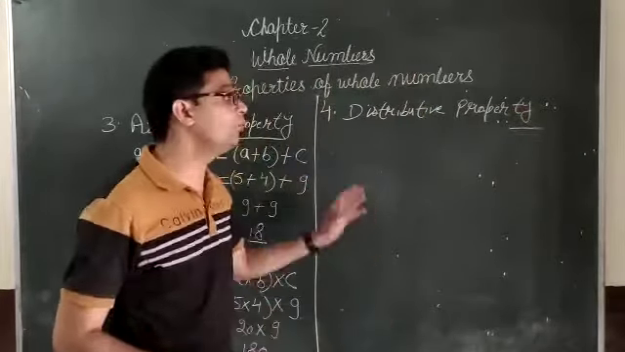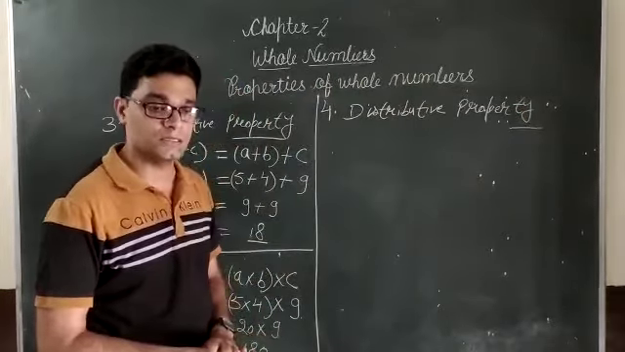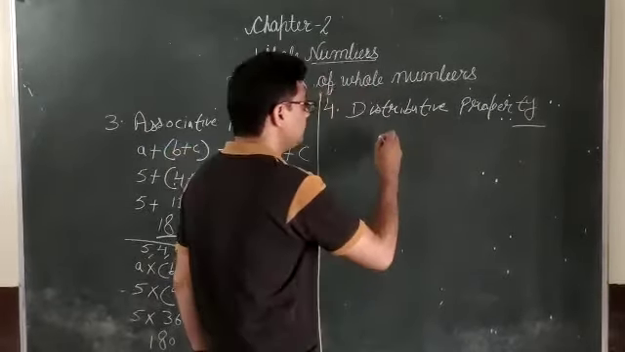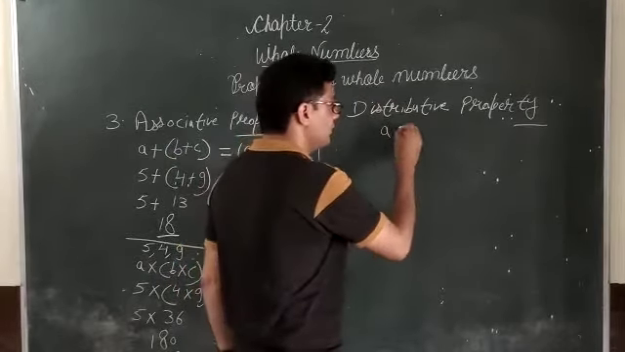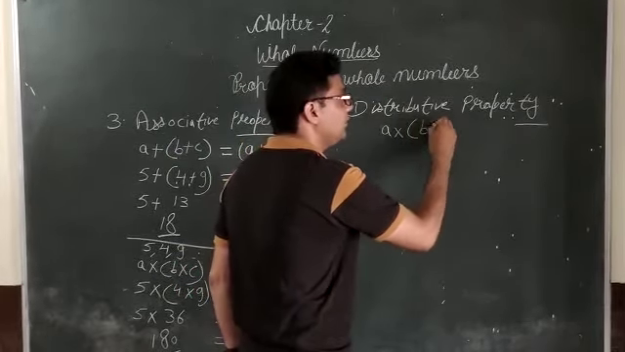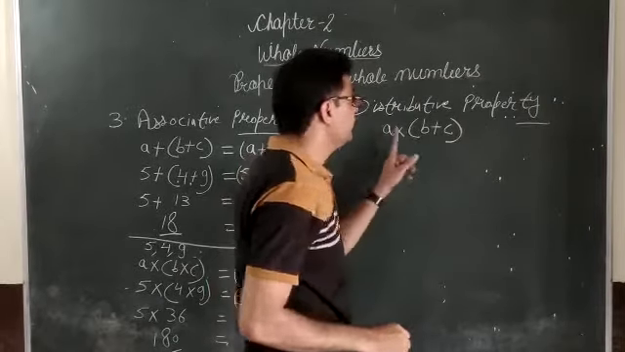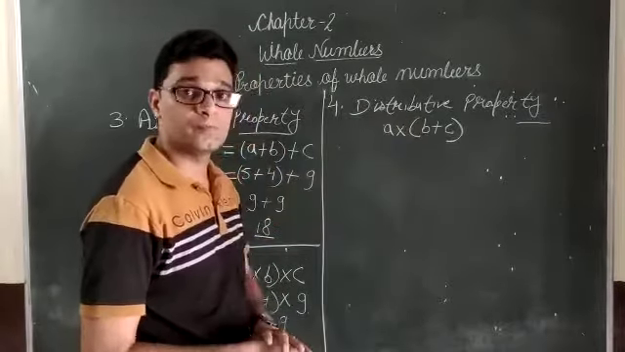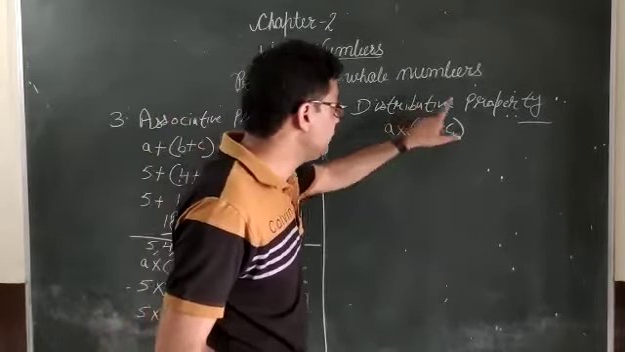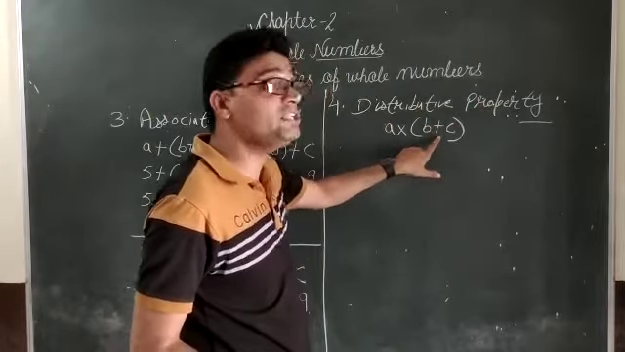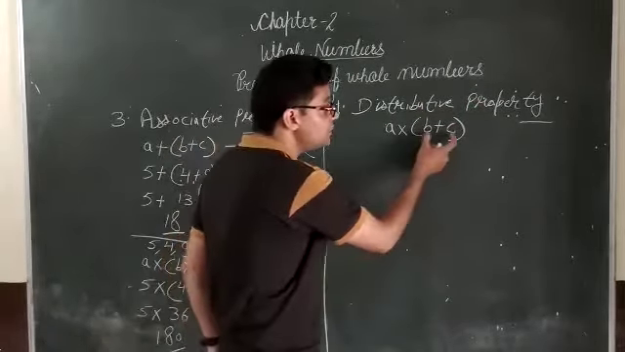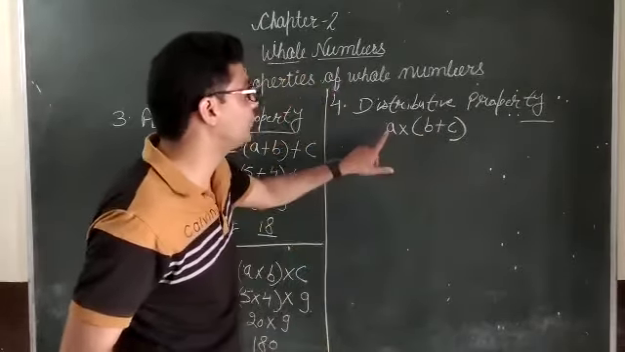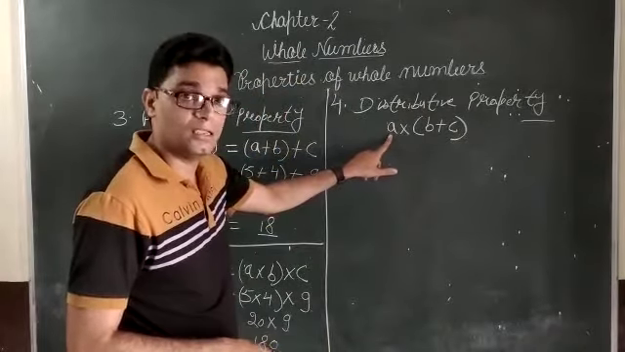Distributive property. So beta, what does the distributive property say? You can see here how to do it. A, we have to multiply into B plus C. We can say it is the distributive property over addition. Over addition means first these two numbers we have to add, so whatever answer comes, we have to multiply with this A. Okay.